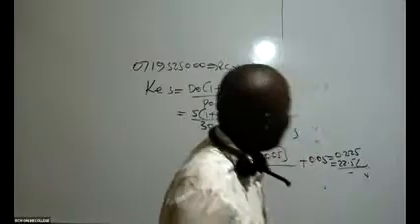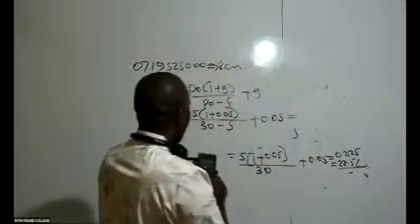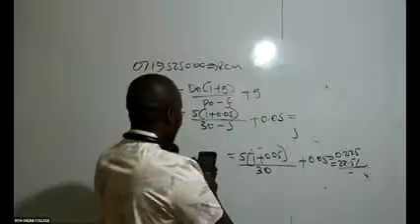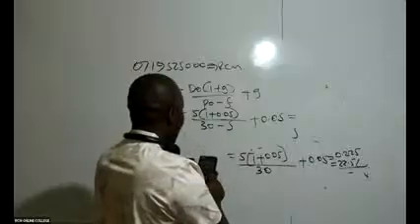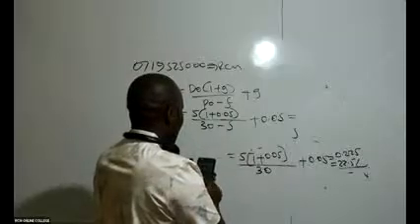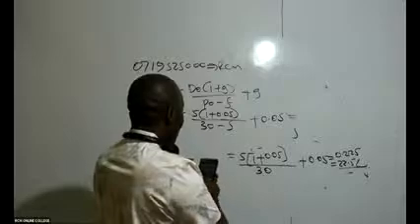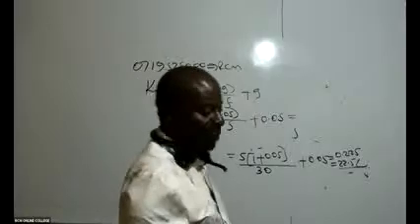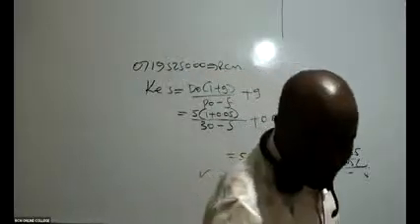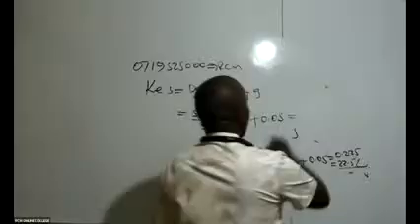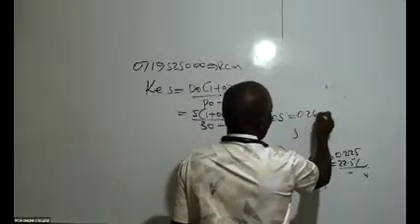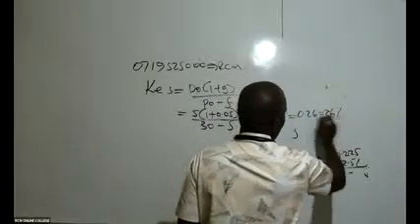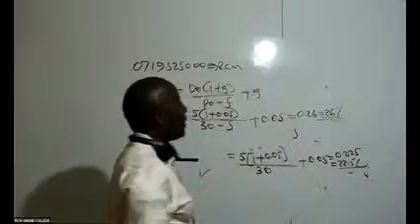So then you come and take, in this case here, your calculator. You say 5 times 1.05 divided by 24. You say equals, and then you say plus 0.05 equals Ke. I'm getting 26%, 0.26, which is the same as 26%.